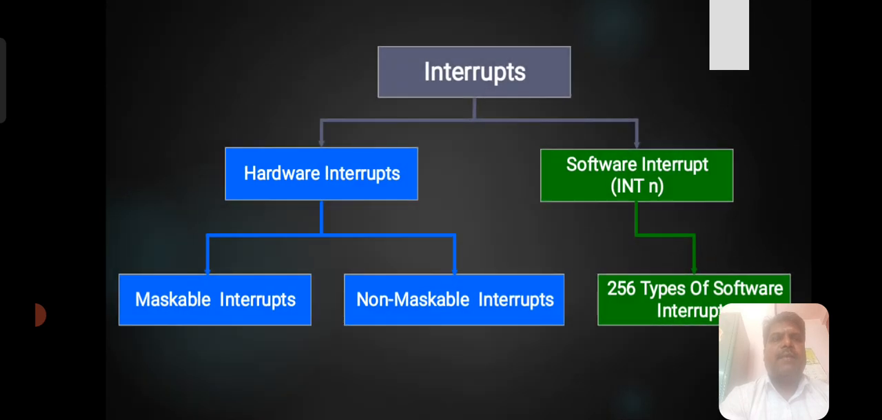Now we will see the types of interrupts. As I told earlier, interrupts are classified into two main types. One is hardware interrupts, which occur on the hardware side. The other is software interrupts, which occur due to the software or any bugs in the software. Hardware interrupts are further divided into two types: maskable interrupts and non-maskable interrupts. Whereas software interrupts are classified into 256 types, because software comes in so many forms.